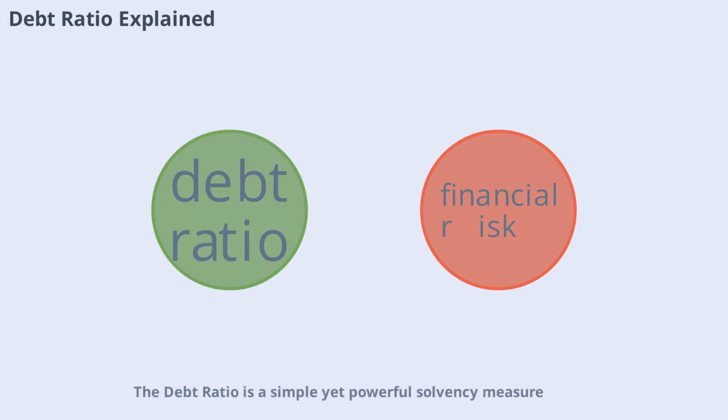Debt ratio is a simple yet powerful solvency measure. It's calculated by dividing total debt by total assets. This ratio shows what portion of a company's assets are financed by debt. A lower debt ratio indicates less reliance on borrowing, while a higher ratio suggests greater financial risk. As always, it's important to compare this ratio to industry averages for meaningful insights.